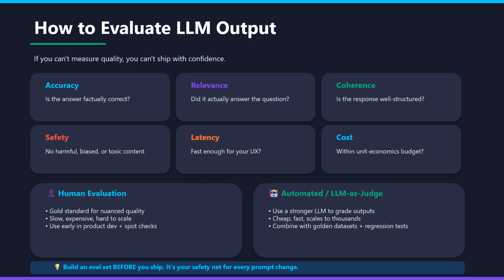Regression tests. Okay. The callout at the bottom is crucial. Build an eval set before you ship. It's your safety net for every prompt change. Every time you modify a system prompt or switch models, run your eval set to make sure quality didn't regress, right? This is the discipline that separates hobby projects from production AI products. Okay.